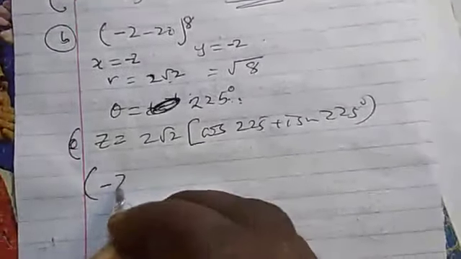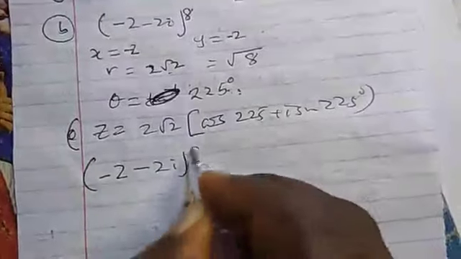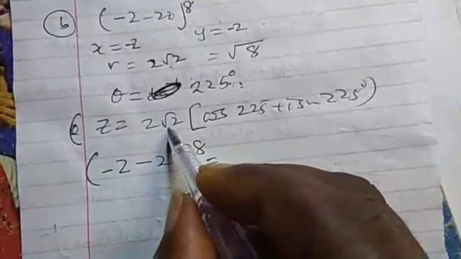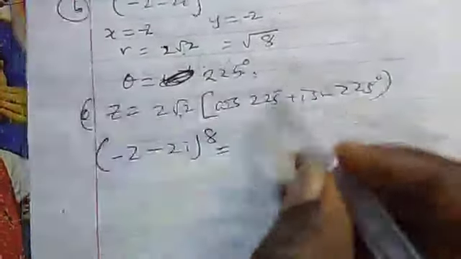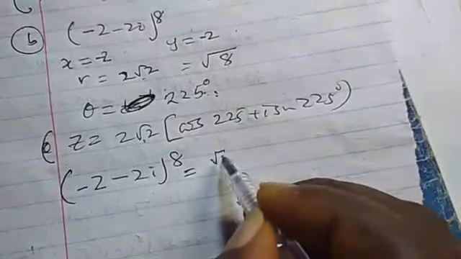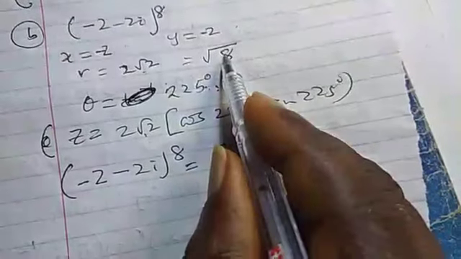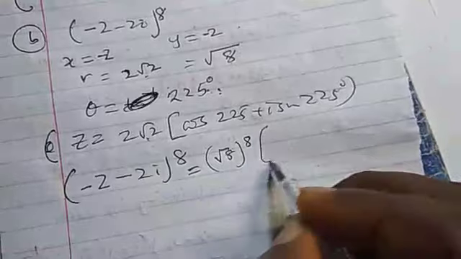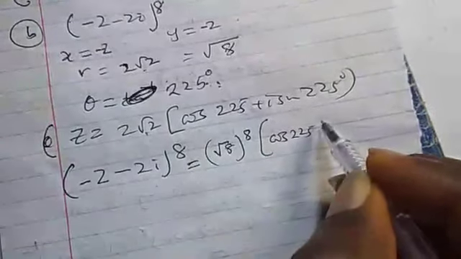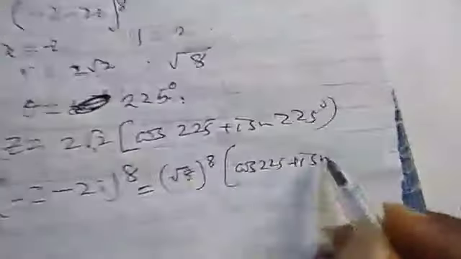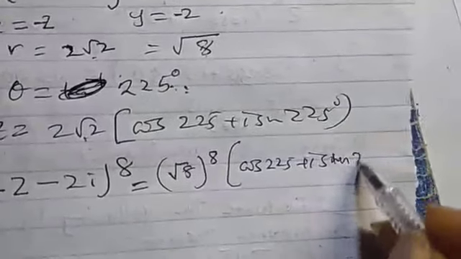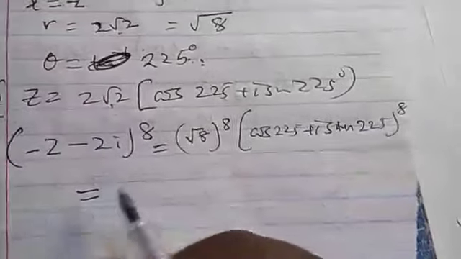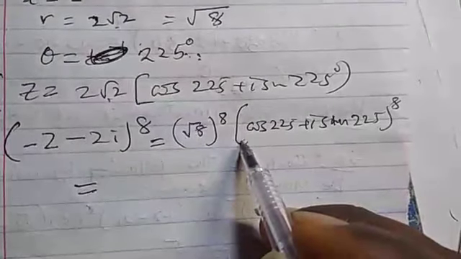Now, what we are looking for is minus 2i raised to power 8. You only need to put all this to the power of 8. 2 root 2, I said is the same. That is root 8 raised to power 8 into cos 225 plus i sin 225 raised to power 8. So this one is very easy for us to do.